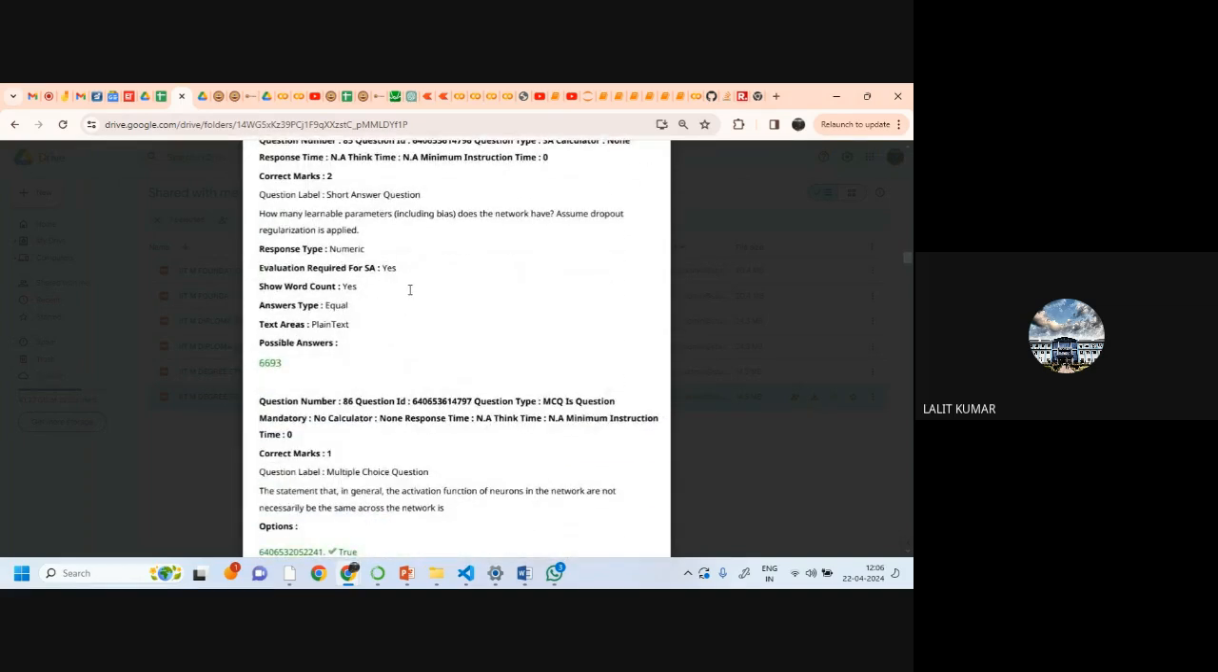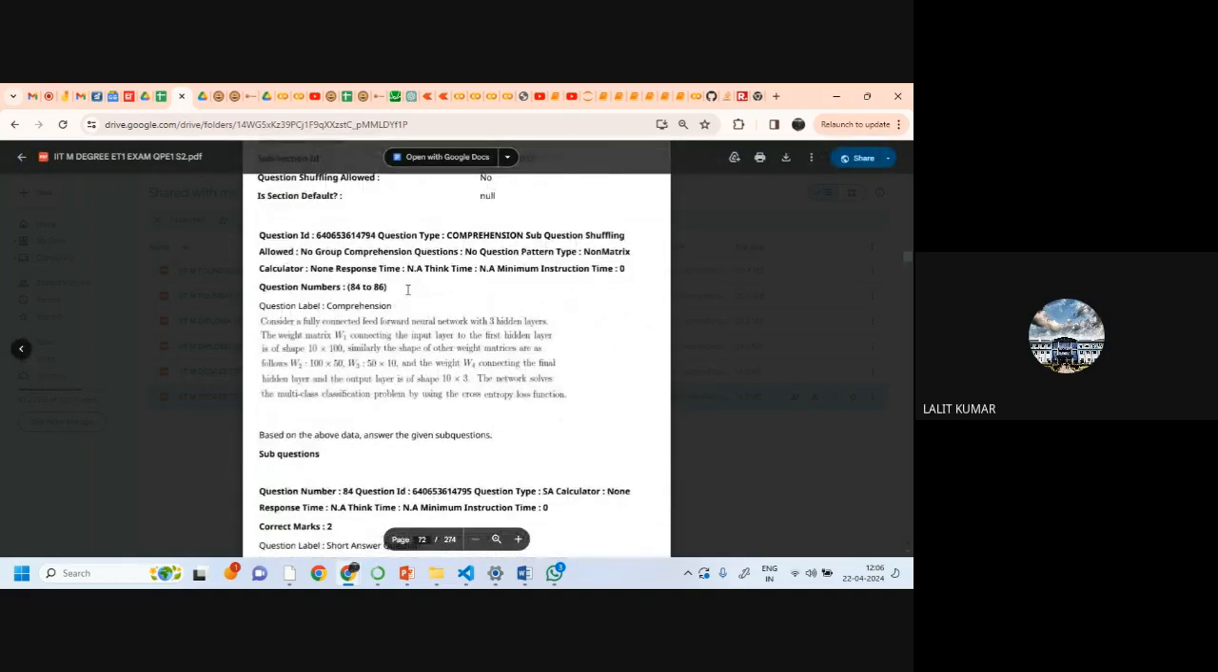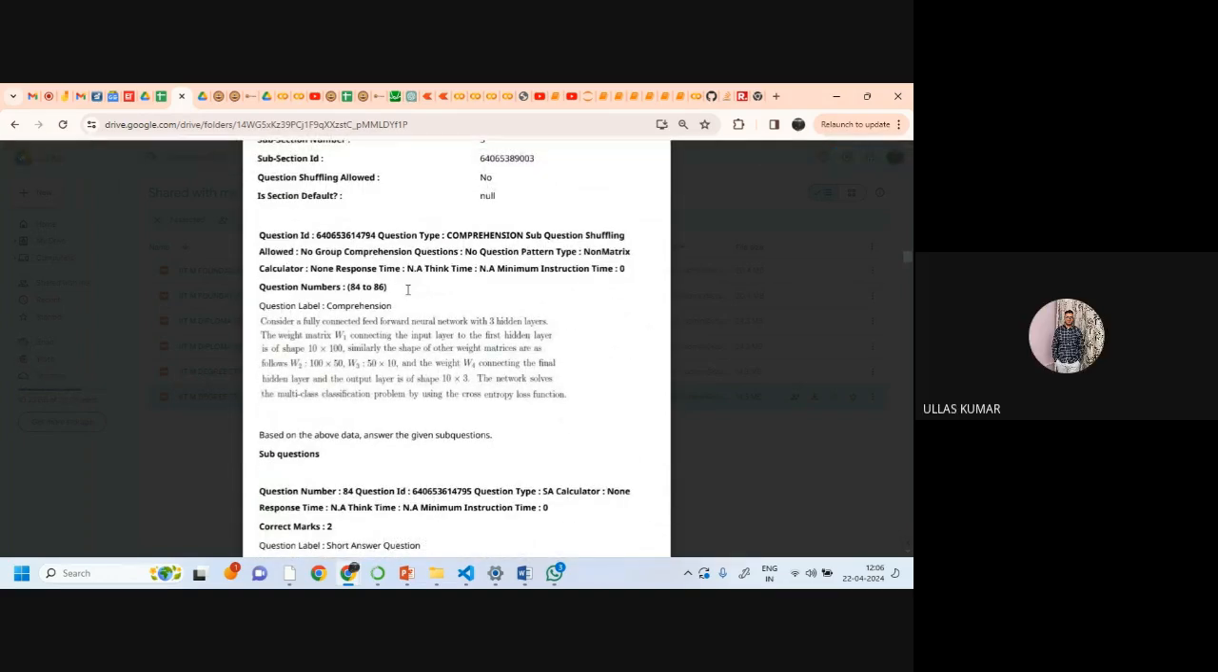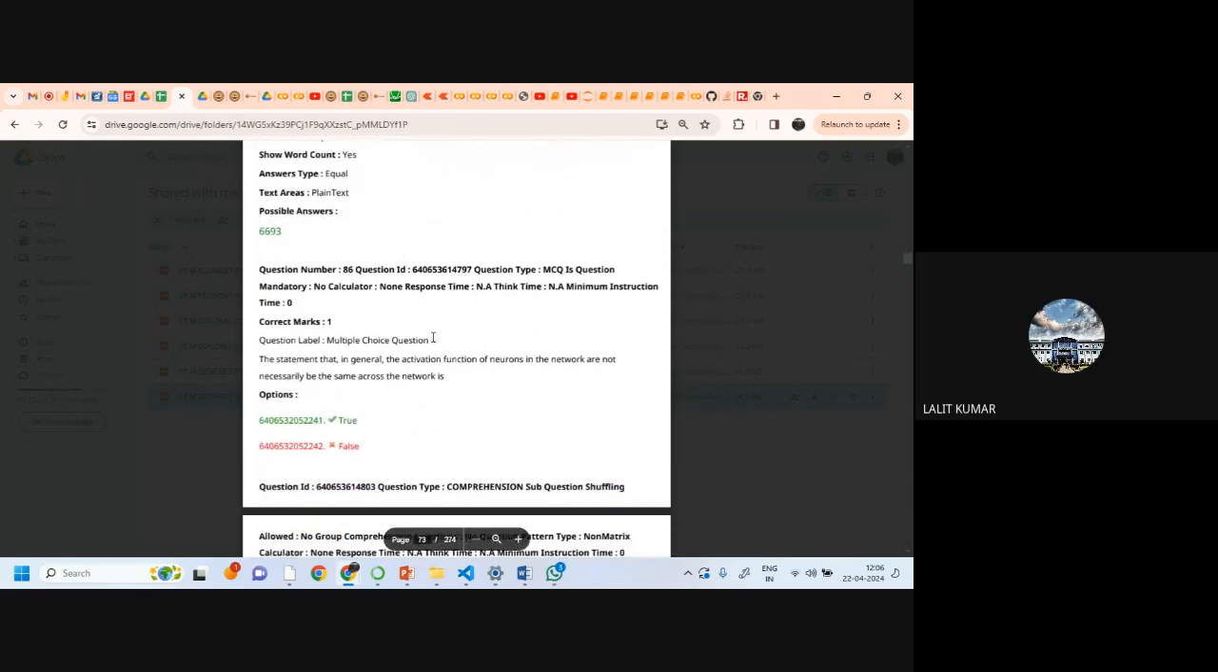Learnable parameters we know how to calculate. Calculate once, with 150 on top. Okay, we will do it again. Here, 100 plus 50 plus 10 plus 3, right? Okay, correct. This is slightly easy.